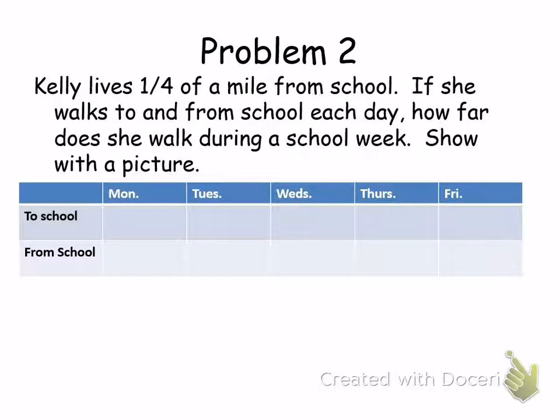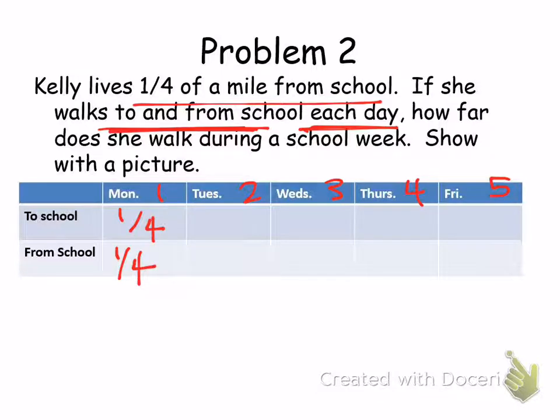We know that a typical school week has 5 days, so I have day 1, 2, 3, 4, and 5. We are assuming that this is a normal week without any days off or snow days. Okay, so she walks to school a fourth of a mile. It says that she lives a fourth of a mile from school. She walks to and from. It's important to know that she walks to and from school each day. So that means that she will walk a fourth of a mile to school and a fourth of a mile home.